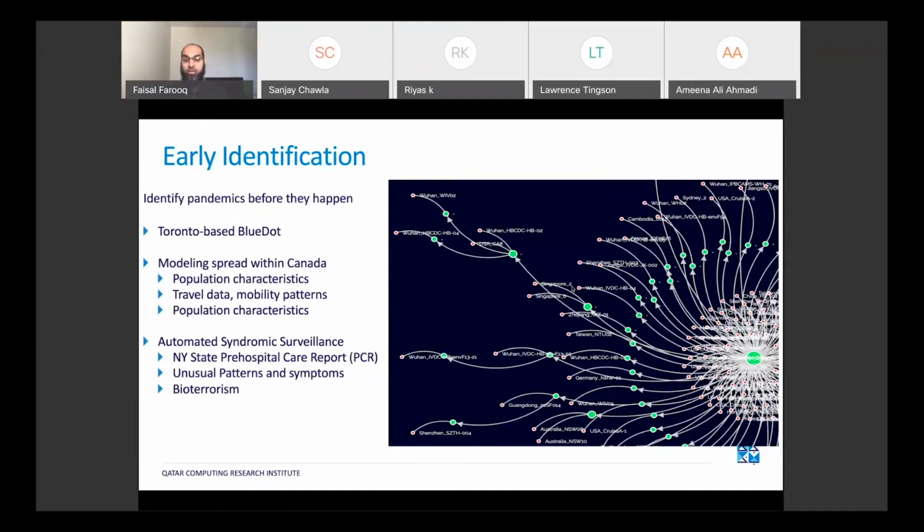Every time someone calls 911 and the first responders respond, they fill out this PCR form. The idea was to use these PCR forms to perform automated syndromic surveillance, by finding unusual patterns or symptoms that could potentially point to a bioterrorist attack, and the same thing can be used for pandemics. Interestingly, just over the last few weeks, I saw on ResearchGate that this paper was read 3,000 times. People are going back to the old research on how these methods can be used to perform early identification.